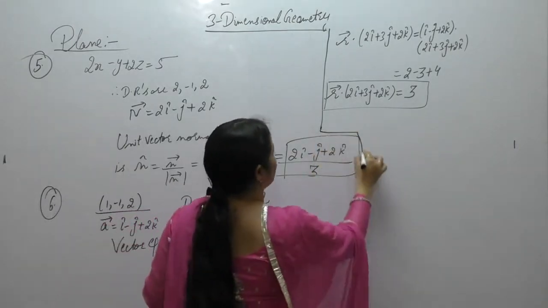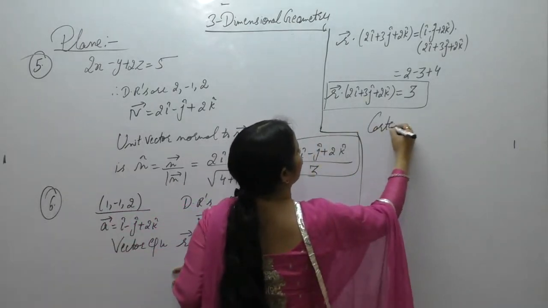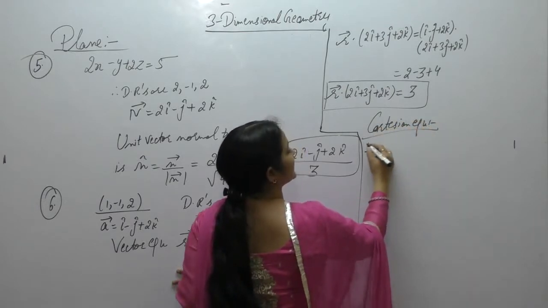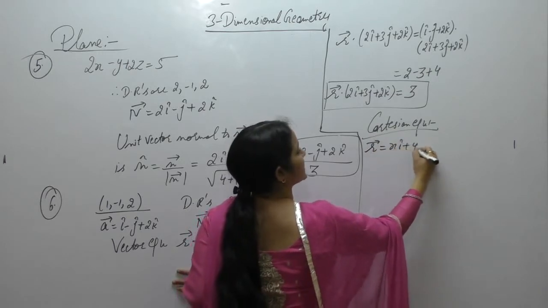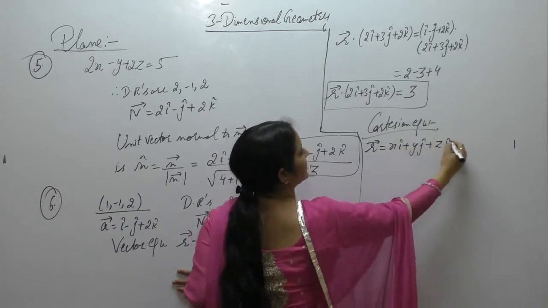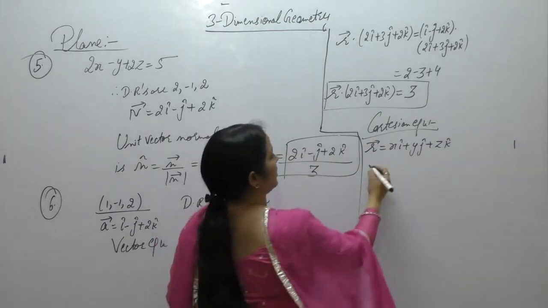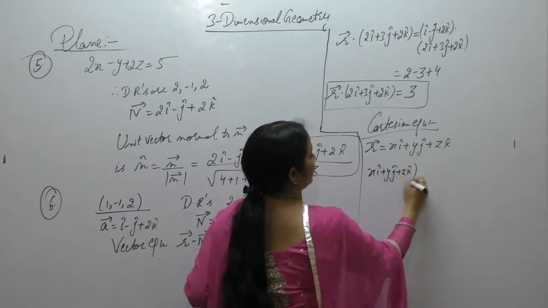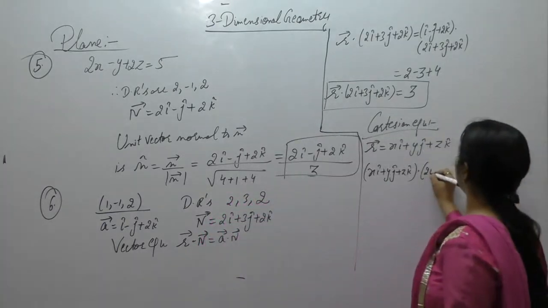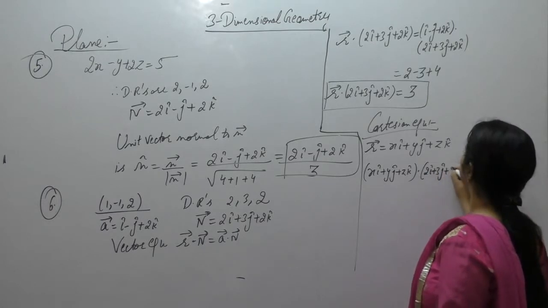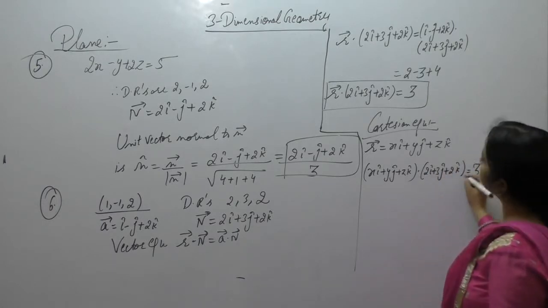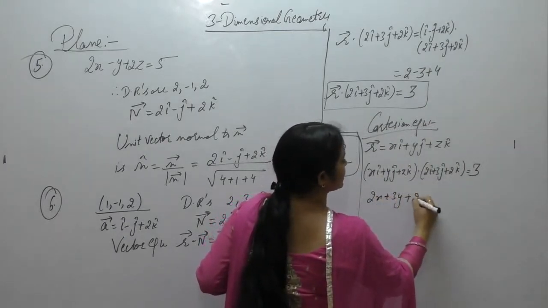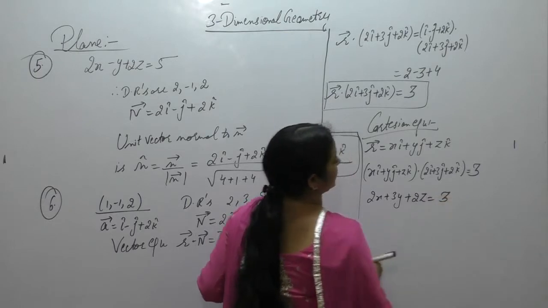If we want the Cartesian equation, what will the Cartesian equation be? Put r vector as xi plus yj plus zk. Now xi plus yj plus zk dot 2i plus 3j plus 2k equals 3. So 2x plus 3y plus 2z equals 3.